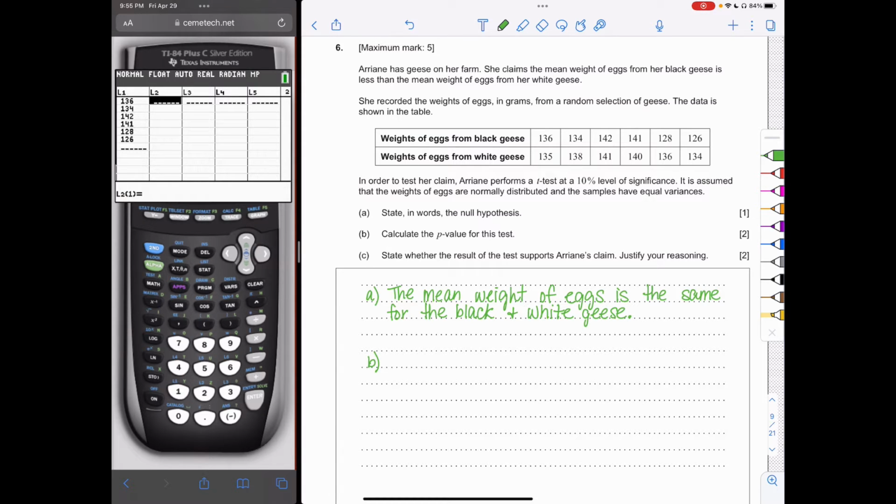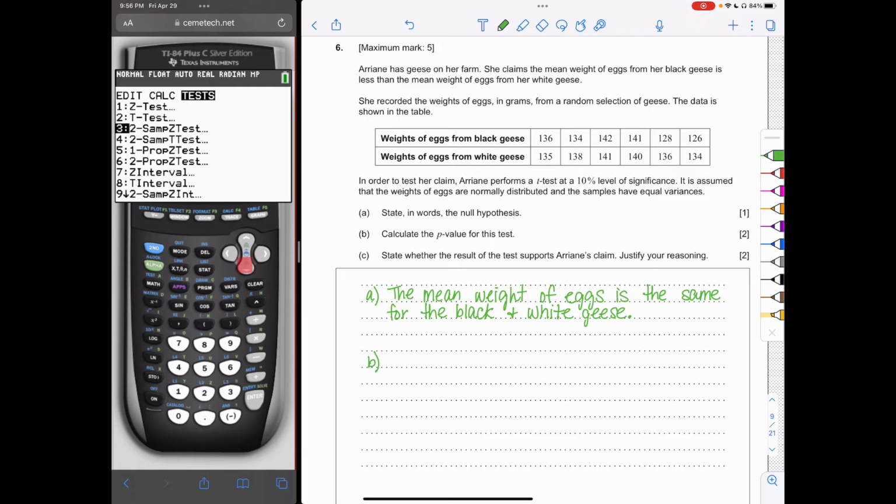So now that I have that, I'm going to do the same thing for the white geese. So that's going to be 135, 138, 144, 140, 136, 134. So now that I have that, I'm going to press stat, go over to test. And we are going to do a 2-sample t-test because I'm comparing 2 separate things, black geese and white geese. I know that my list one came from L1, my other one came from L2.